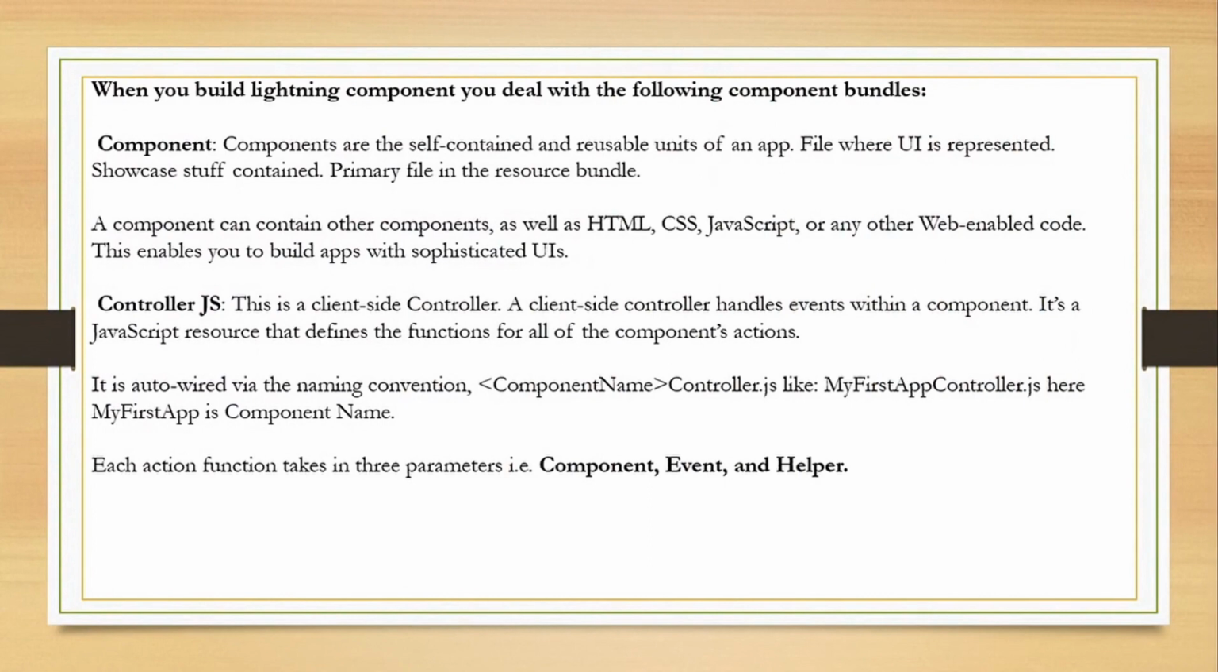When you build a Lightning component, you deal with the following component bundles. Components are the self-contained and reusable units of an app. The component file, which is the UI representation, is the primary file in the resource bundle. A component can contain other components as well as HTML, CSS, JavaScript, or other dependent code.